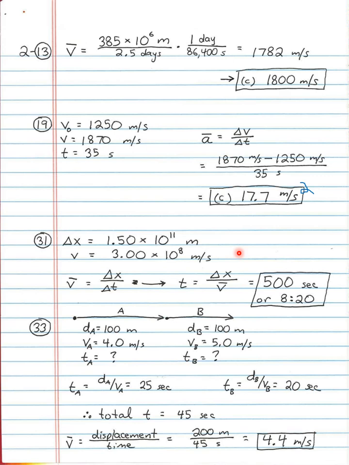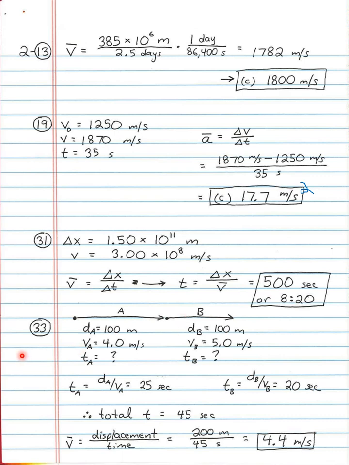And so average velocity or average speed is displacement over time. Solving algebraically for time, we then have time is the displacement over average speed. So we do the displacement, 1.5 times 10 to the 11th meters divided by this average speed. In this case, it's the speed because it doesn't change, but 3 times 10 to the 8th meters per second. So we get 500 seconds, or about 8 minutes and 20 seconds.